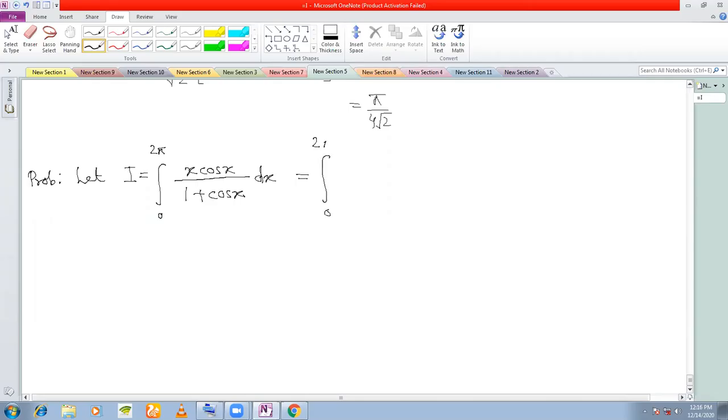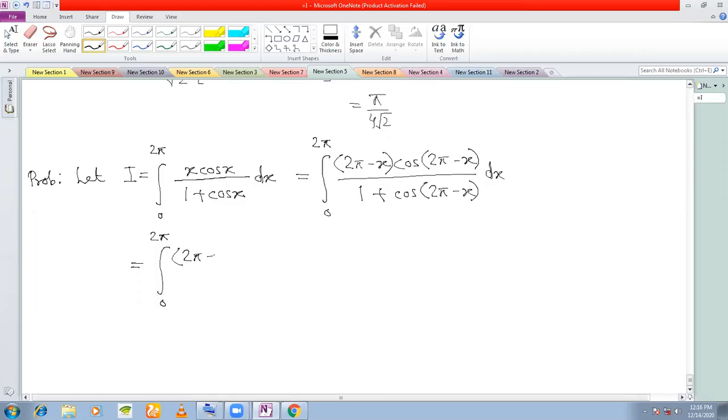Integral 0 to 2 pi. A here is 2 pi. So you replace x by 2 pi minus x. Here also you replace by 2 pi minus x. So this becomes integral 0 to 2 pi, 2 pi minus x. And cos of 2 pi minus x is what? 2 pi minus x is in the fourth quadrant where cos is positive. So this becomes simply cos x, divided by, similarly in the denominator, it simply becomes 1 plus cos x dx.